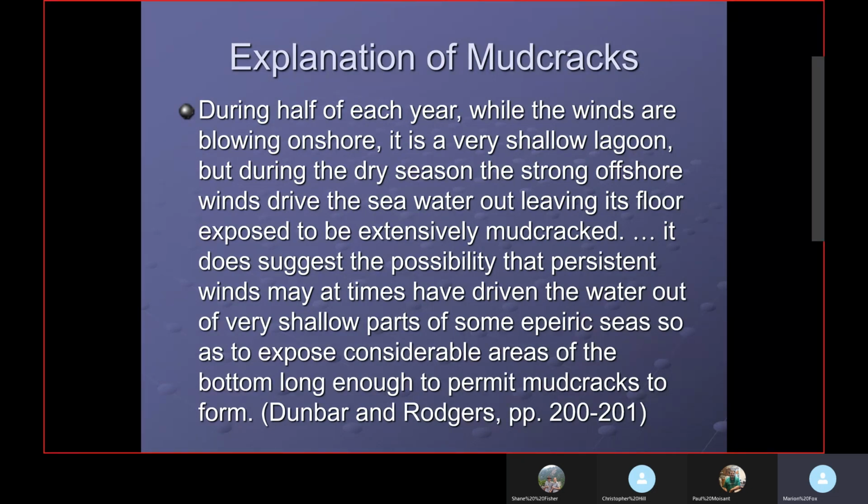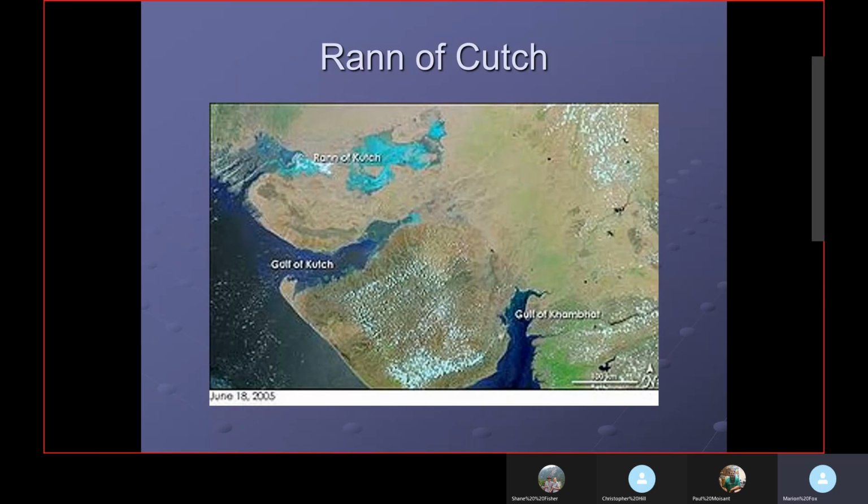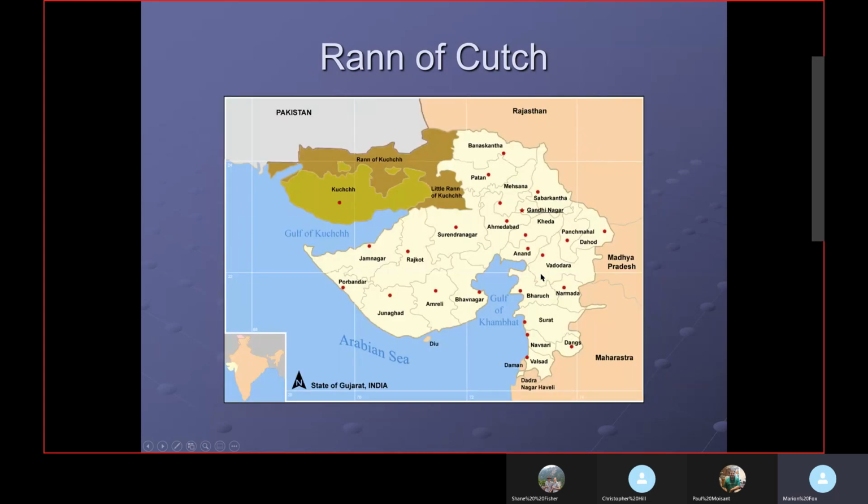Dunbar and Rogers. Well, again, my model will explain this. Here's a map of Kutch. And so we have this Gulf of Kutch, I can't even pronounce the word there. Here's a picture of this. This is the Arabian Sea, Pakistan, and of course this is India over here. So we have Pakistan and India in this region right in here. Okay, so this is in India, but this is Pakistan over here.